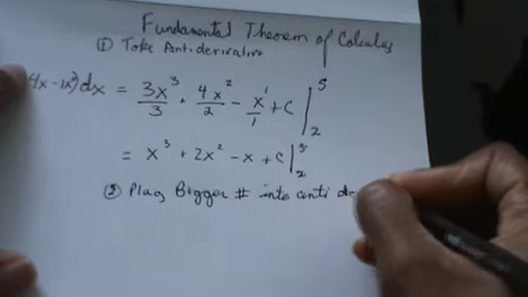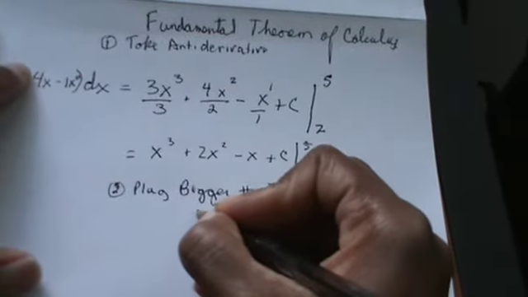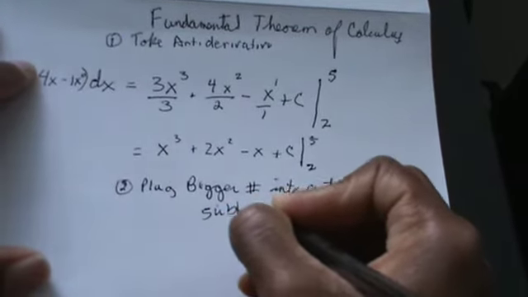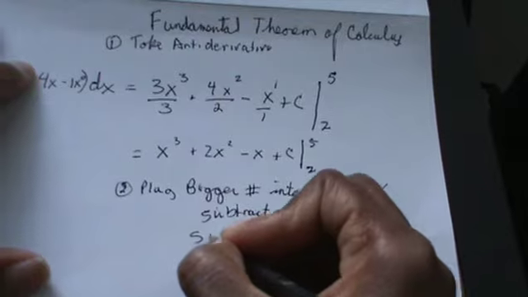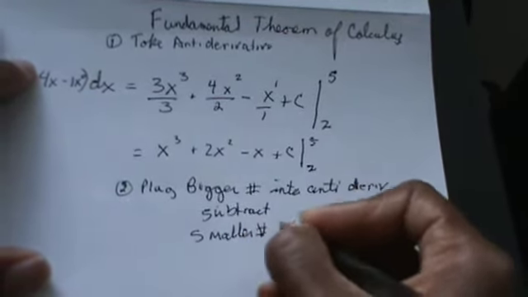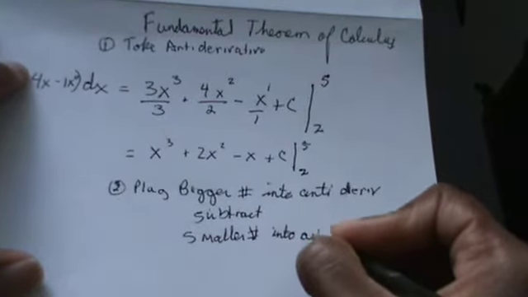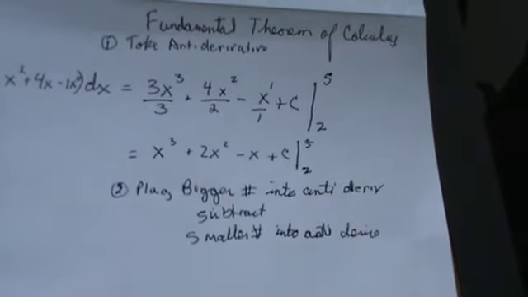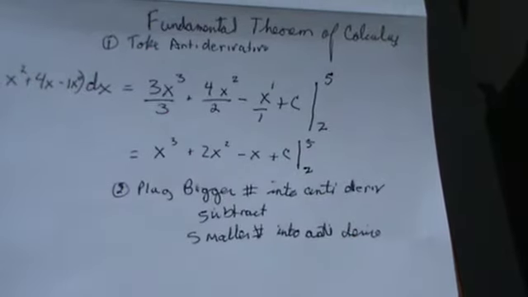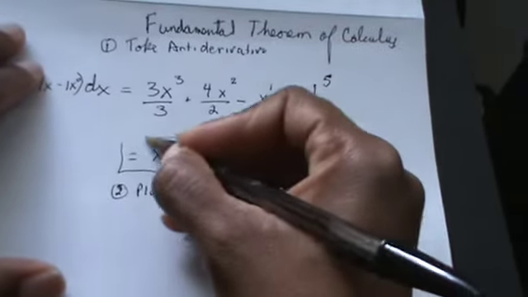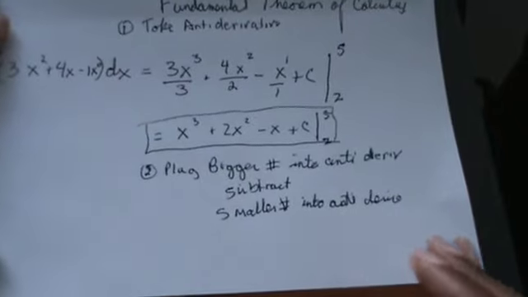Hold on one second. And then you're going to subtract the smaller number into the antiderivative. Okay, I'm going to show you. All right, so what do I mean by plugging the bigger number into my antiderivative? Well, here's my antiderivative right there, and there is a fancy notation for that. I'll get to that in a minute.